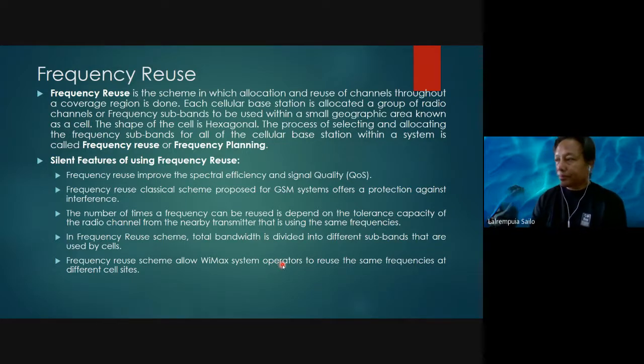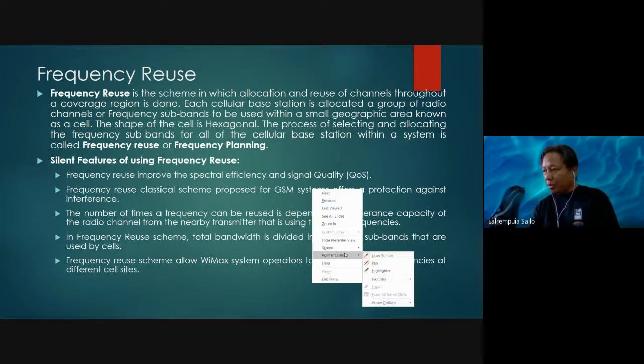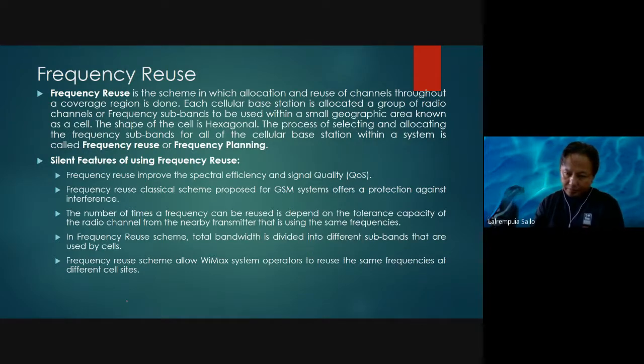Okay, let's go to the next point. The process of selecting and allocating the frequency subbands for all the cellular base stations within the system is called frequency reuse or frequency planning. So that is selecting and allocating frequency subbands, frequency reusing in a cellular base station. Let me explain the base station first. Do you know what a base station is? Anyone knows what a base station is?